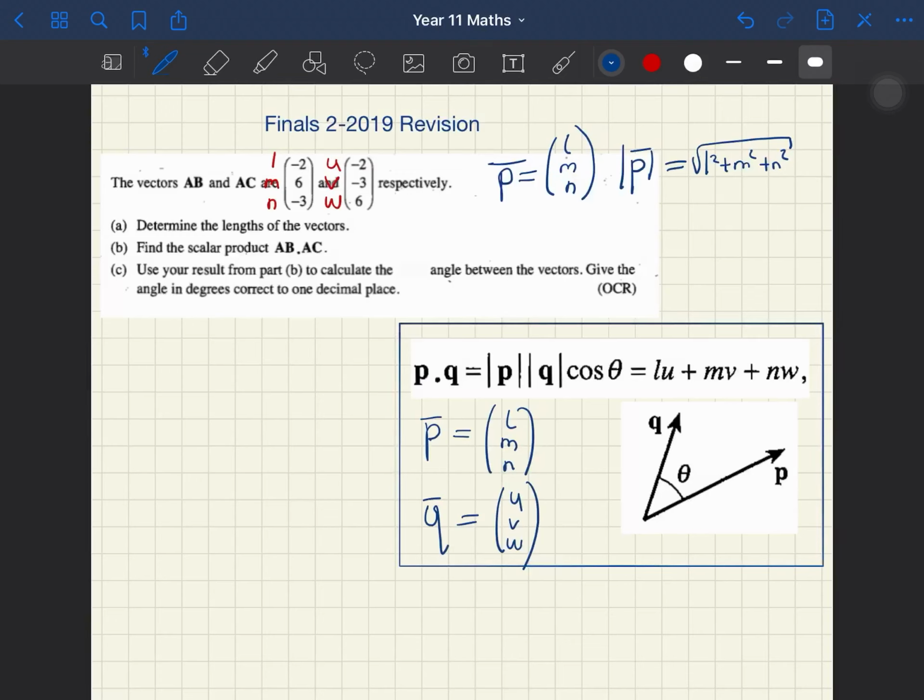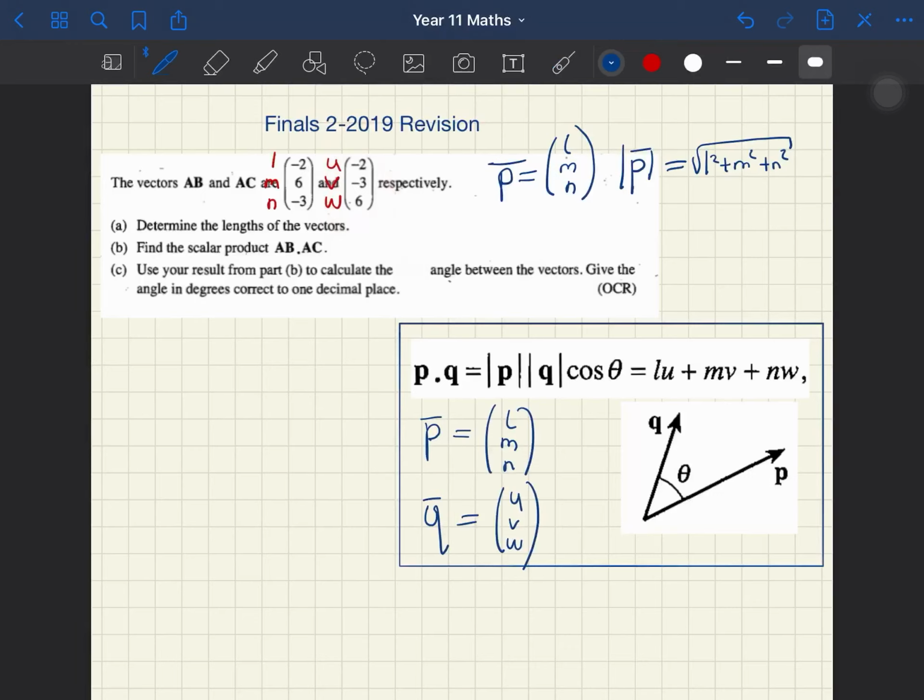The first question we will have on finals is about vectors and finding an angle between those vectors. Okay, let's do it. So we have two vectors, AB and AC. You see, I already did some remarks here. AB is minus 2, 6, minus 3. AC is minus 2, minus 3, 6.